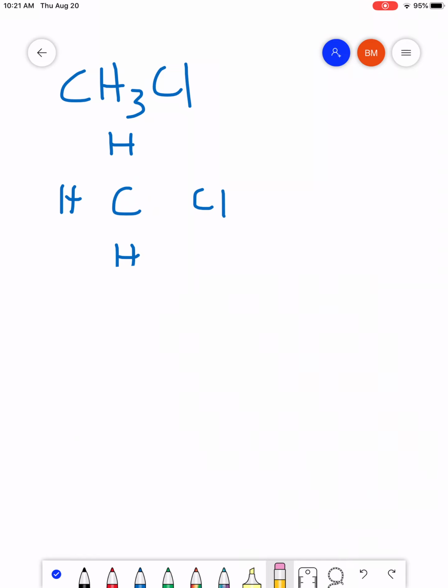We know H likes to make only 1 bond, so let's draw a single bond for each one of those. In this case, the H's and the carbons would be all set. They're completely full of electrons, and there's not room to draw any more. However, if I count these, we have 2, 4, 6, 8 electrons already placed. We need to place 6 more.